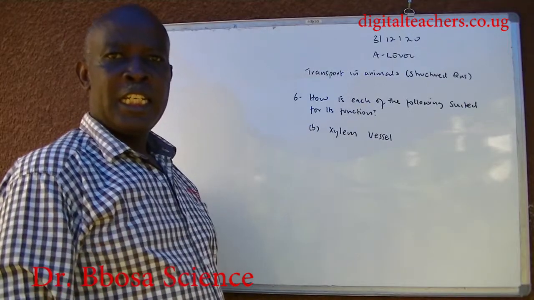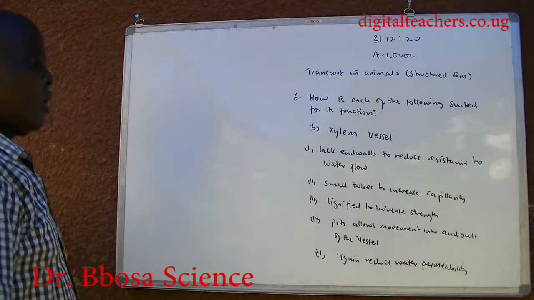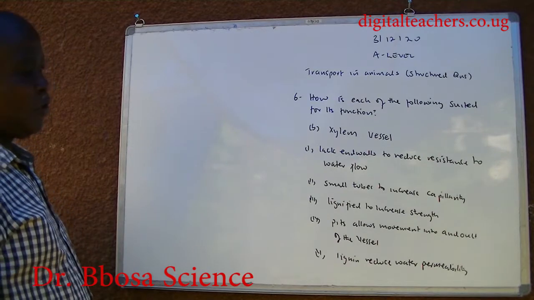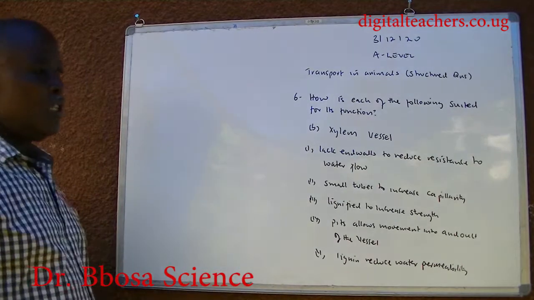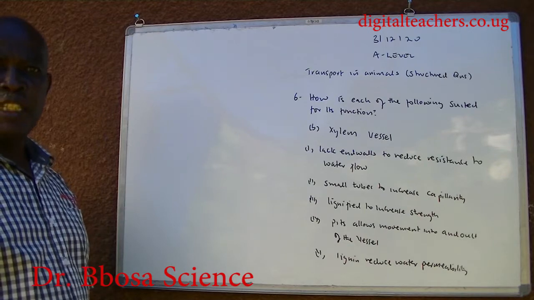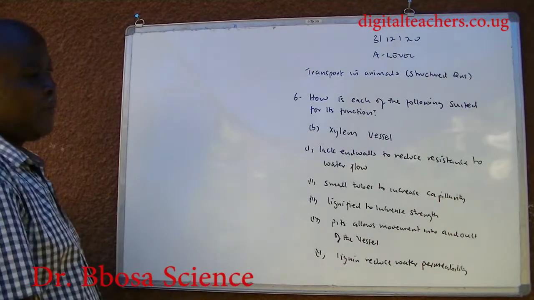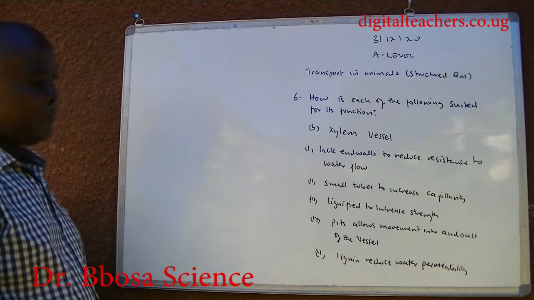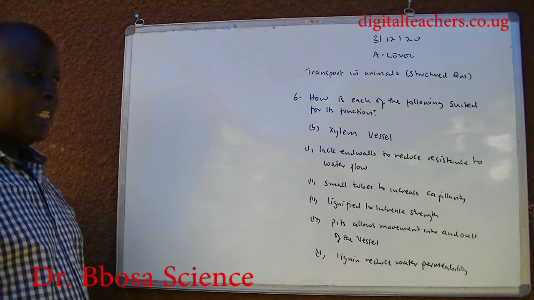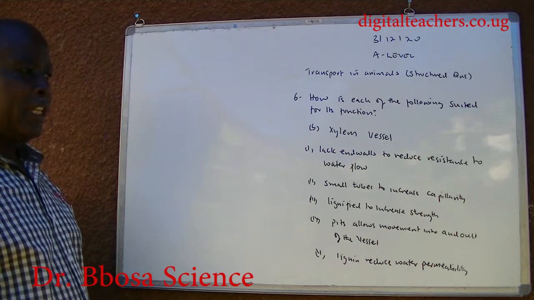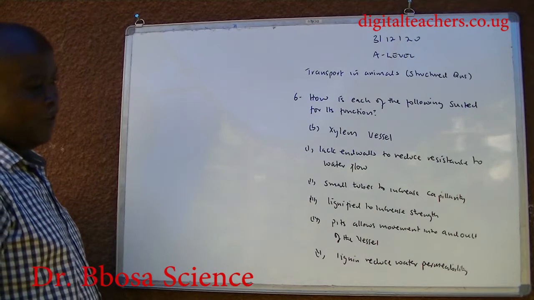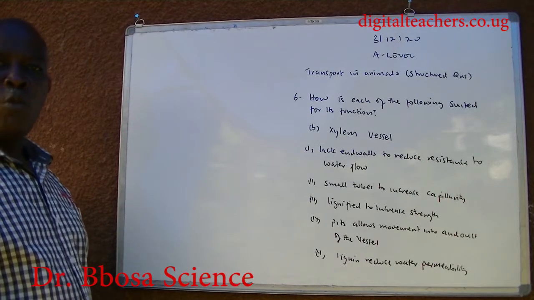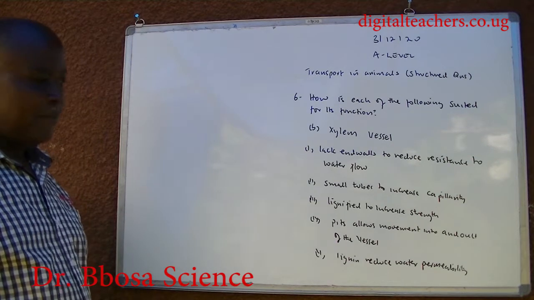B. Xylem vessels. 1. Lack cross walls to reduce resistance to water flow. 2. Small tubes to increase capillarity. 3. Lignified to increase strength. 4. Pits allow movement of water into and out of the vessel. 5. Lignin reduces water permeability.